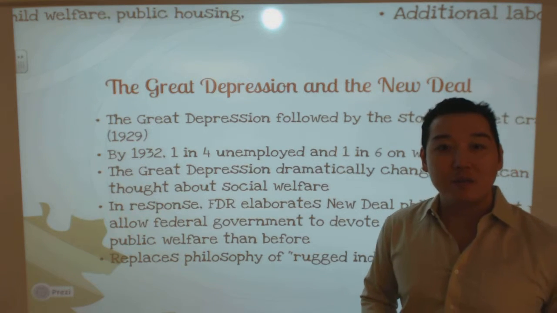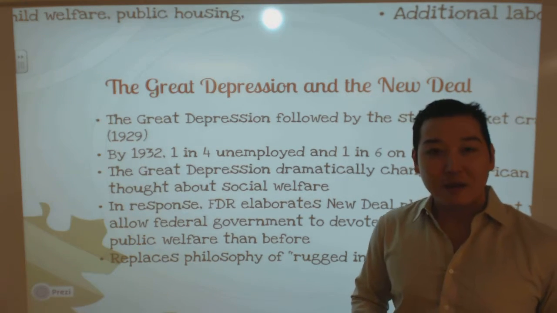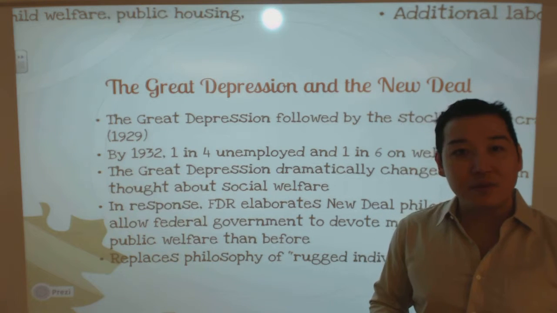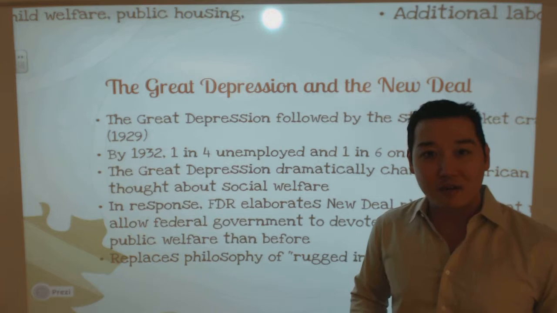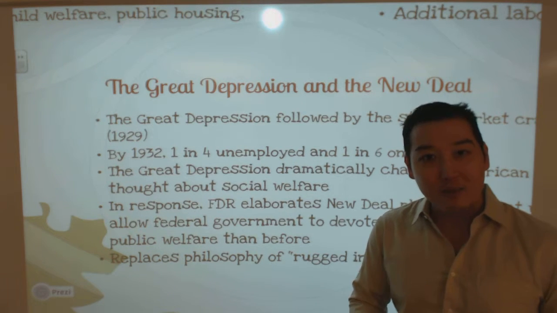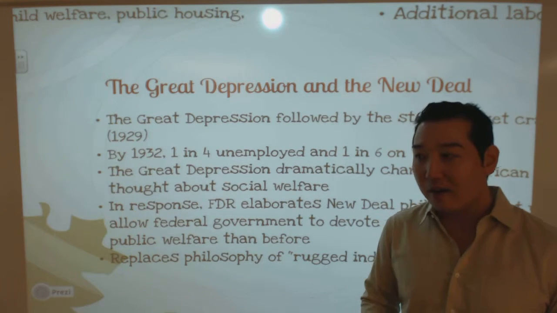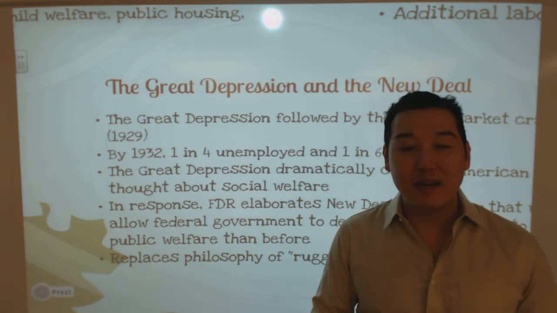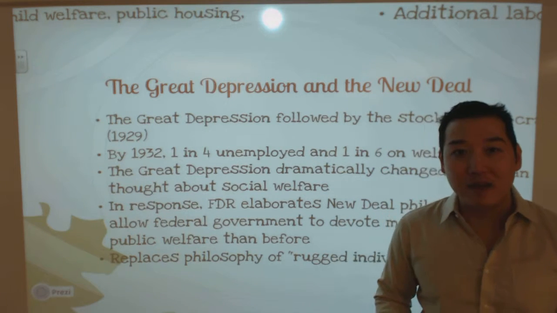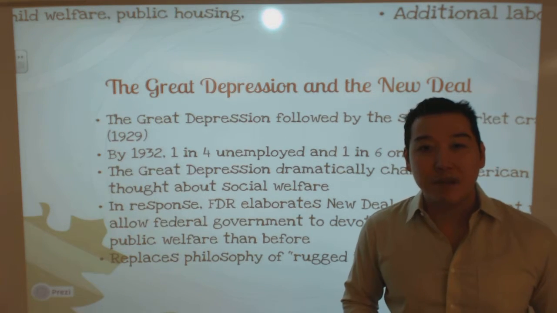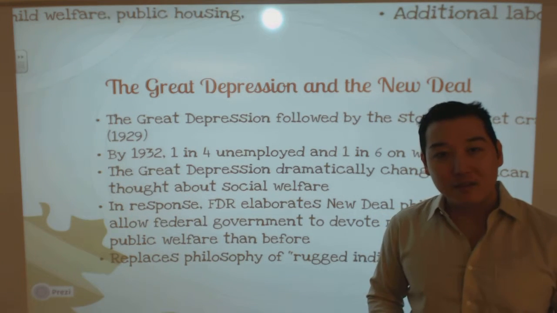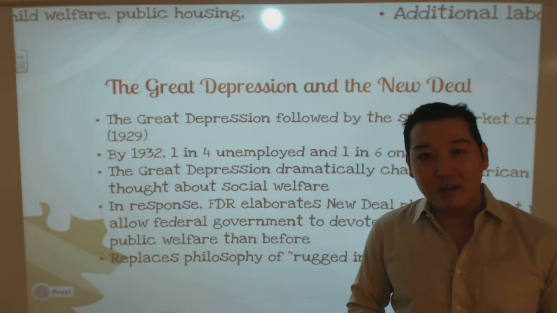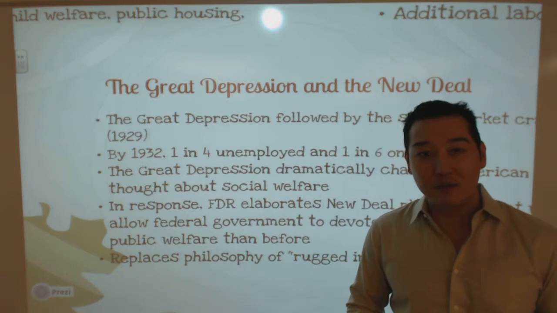So unemployment is close to 25% during this time. 1 in 6 individuals are living on state welfare. During this time, we have a severe economic crisis, and hence the term Great Depression. This is the Great Depression era. And so the federal government announces this new philosophy of addressing poverty, and that's the New Deal. That's this New Deal philosophy which replaces the idea of rugged individualism.